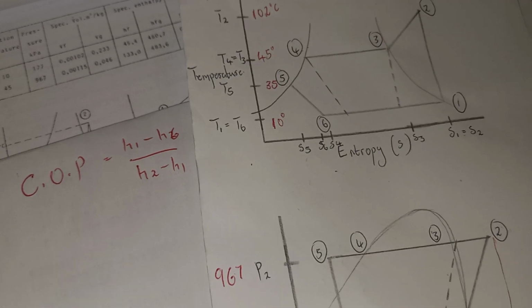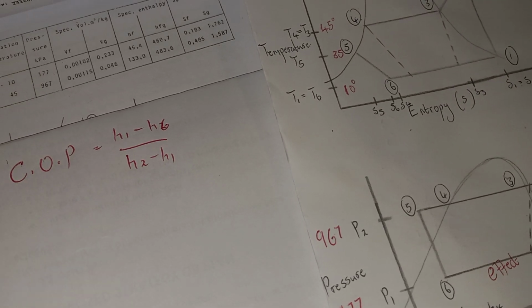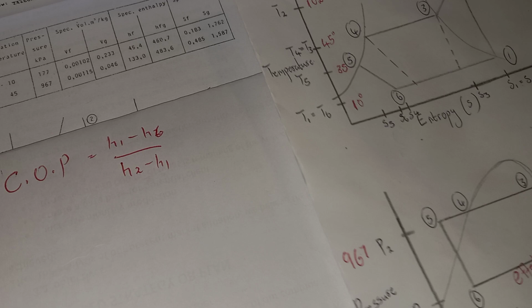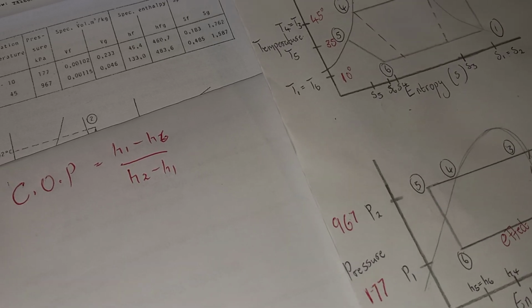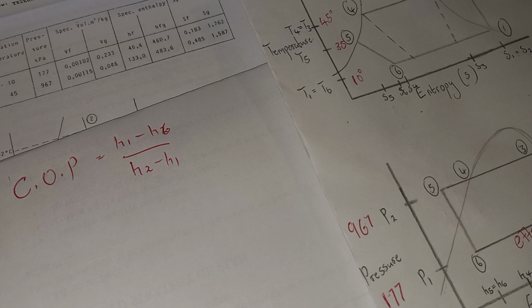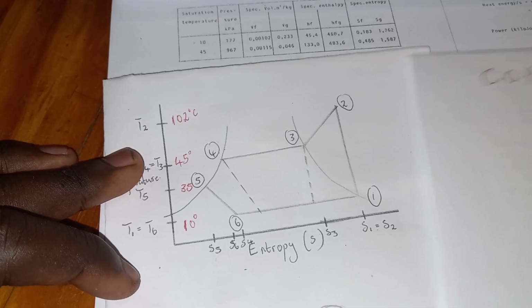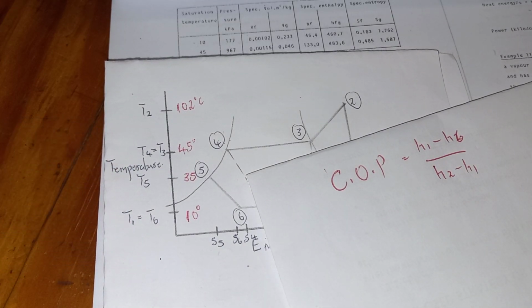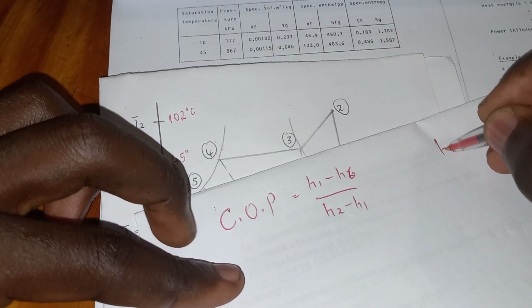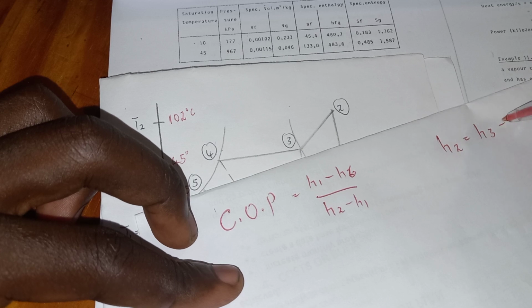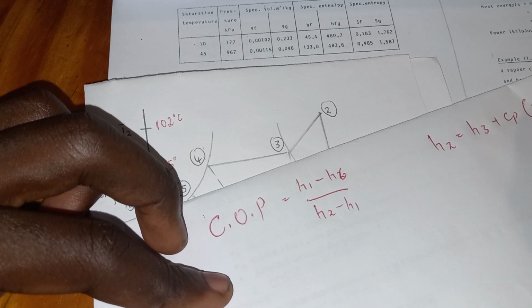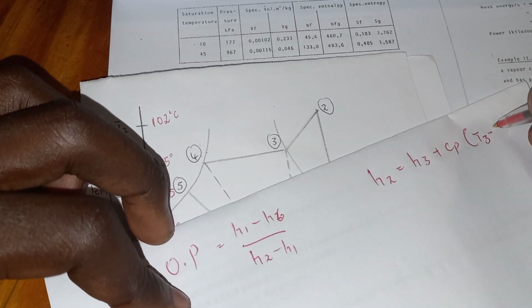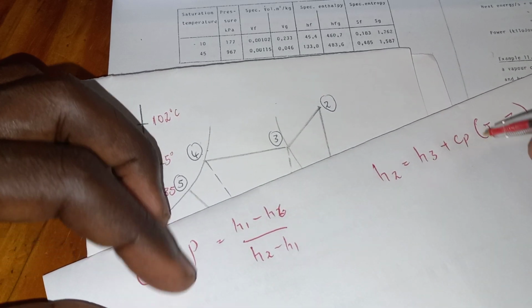Here we need to calculate our H2 and H1 and also H3. So now, to calculate the values of H2 and H1, to get the value of H2, your H2 will be equal to H3 plus Cp times (T2 minus T3).